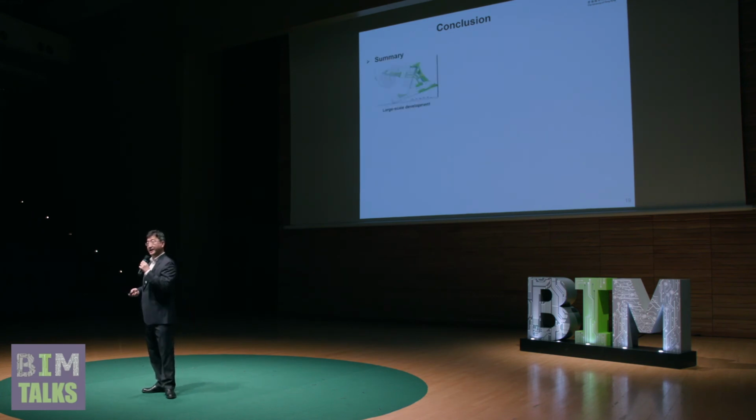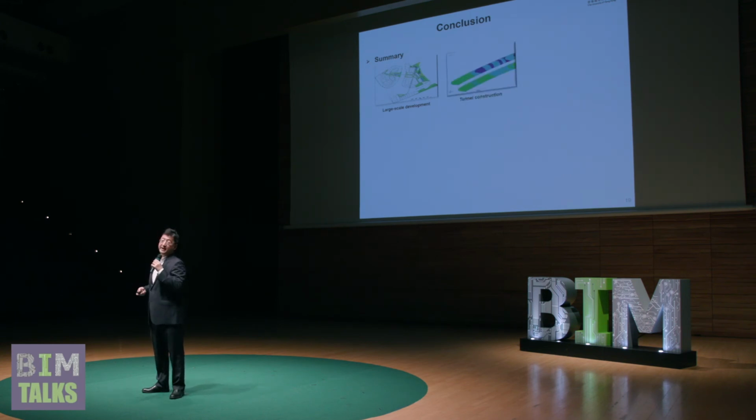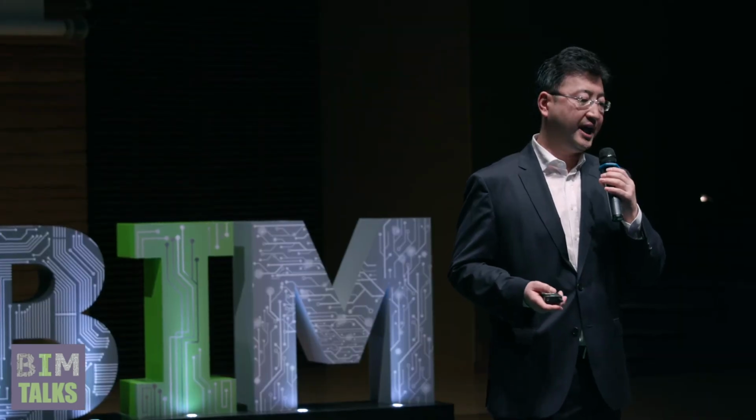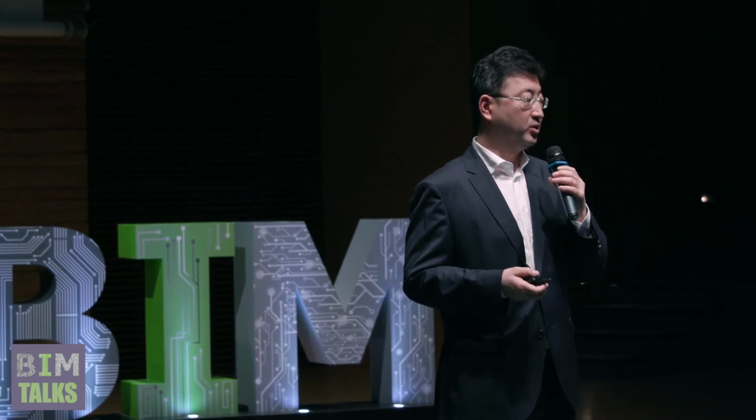I want to wrap it up. I described three different types of projects, to explain how we can implement building information modeling for horizontal construction projects. This implementation could integrate information and involve multiple stakeholders and metrics, improve communication and consider uncertainties, and also improve performance metrics and automate generation and evaluation of decision alternatives.